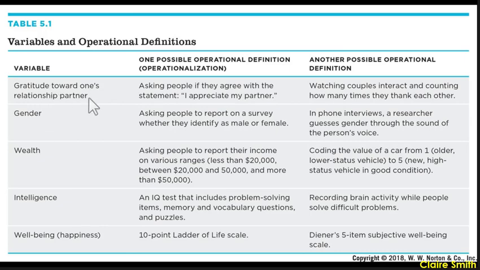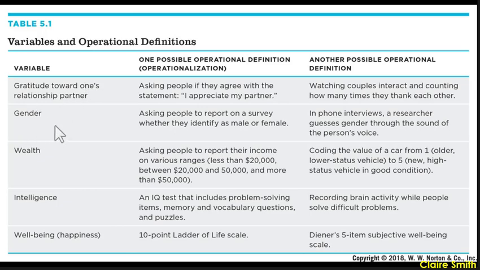So gratitude towards a relationship partner: asking people if they appreciate it, or watching couples interact and seeing how many times they thank each other, right? That's showing gratitude. So two different ways, a self-report and an observational measure. So there's obviously a number of different ways we could operationalize that.